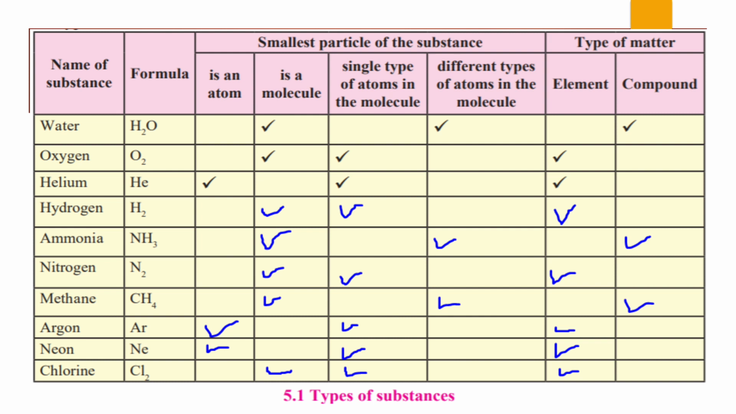Argon. Argon is an atom, it is not a molecule. It is a single type of atom, and it is also an element. Neon is also an element. Chlorine, the formula is Cl2. It is a molecule in which a single type of atom is present, and hence it is an element. So mark down the answers in your textbook.